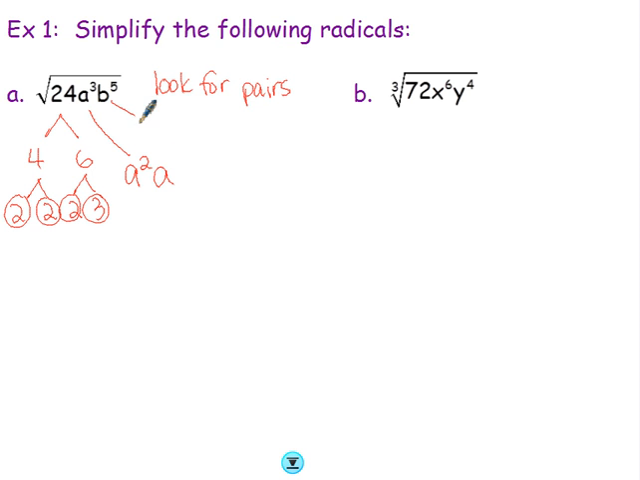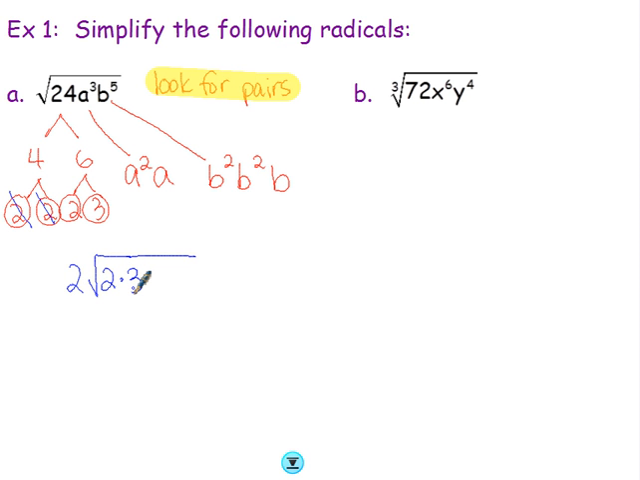I'm going to look at the B to the fifth. There are 5 B's here. Well, 2 of them make a pair. We have 3 left. 2 more make a pair. We now have 1 left. He's by himself. So now is when we start looking for those pairs, like I have mentioned right here. With the numbers, we have a pair of 2's. I'm going to cross off those 2's. Outside the radical, I'm going to put a 2. The 2 and the 3 are extras. They go inside.